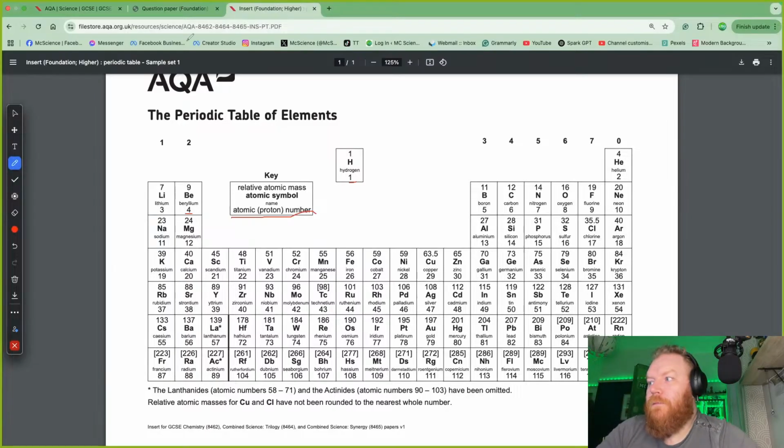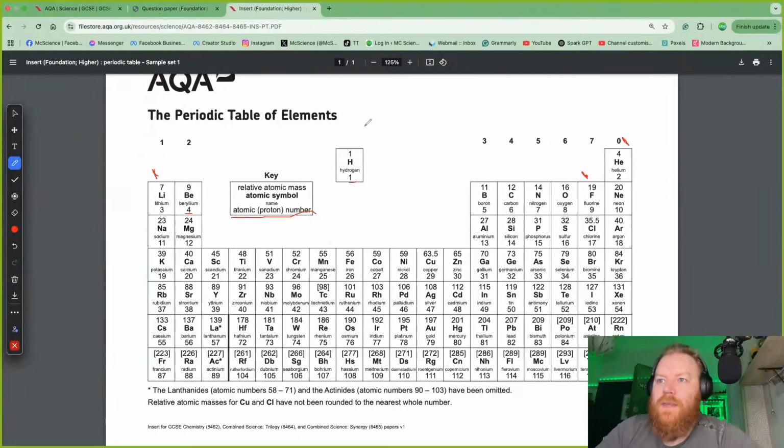So when we're looking at our periodic table, each group obviously has a different name as well. Here on our group one, we would have our alkali metals. For this particular question that we're looking at as well, we've got our halogens, which is our group seven. And then our group zero, this would be our noble gases.